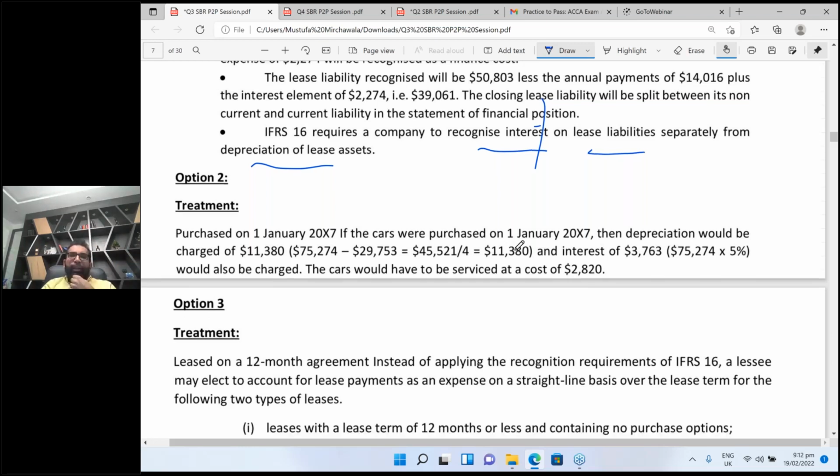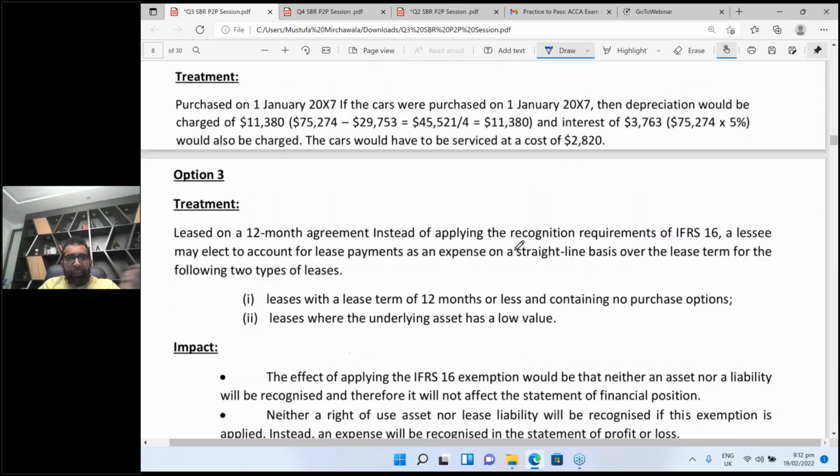Option number three. These are the basic discussions of IFRS 16. Leased on a 12-month agreement, instead of applying the recognition requirement of IFRS 16, we are not going to recognize it. Recognize means ROU debit and lease obligation credit. A lessee may elect to account for the lease payment as an expense on a straight-line basis over the lease term. Now you can simply book expense debit and cash credit.